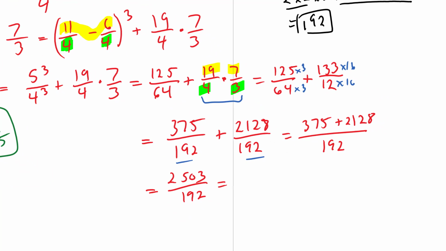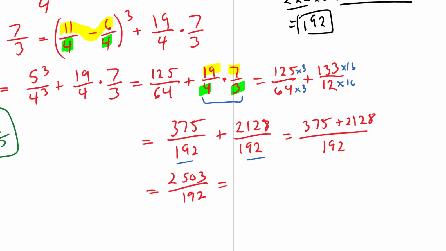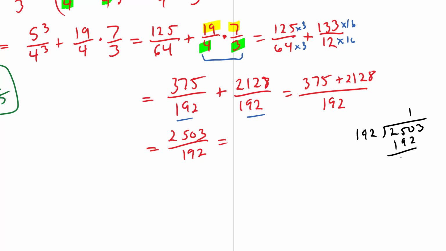How do we do that? We can do long division. You could use your calculator. Let's do long division. How many times does 192 go into 250? Goes in one time. How many times does 192 go into 583? Let's say 3 times. 3 times 6. 3 times 9 is 27. Carry the 2. 3 times 1 plus 2 is 5.